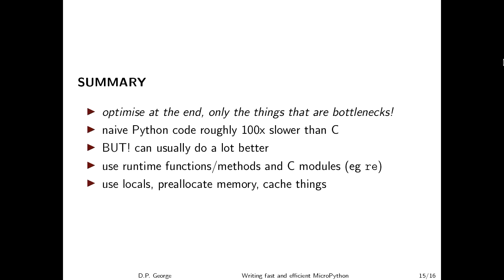So try and use runtime methods, like reading files, or string methods like endswith or startswith on strings, or regular expressions. And in MicroPython, the key thing is to use local variables and not global variables. And that will get you a long way to making things faster.